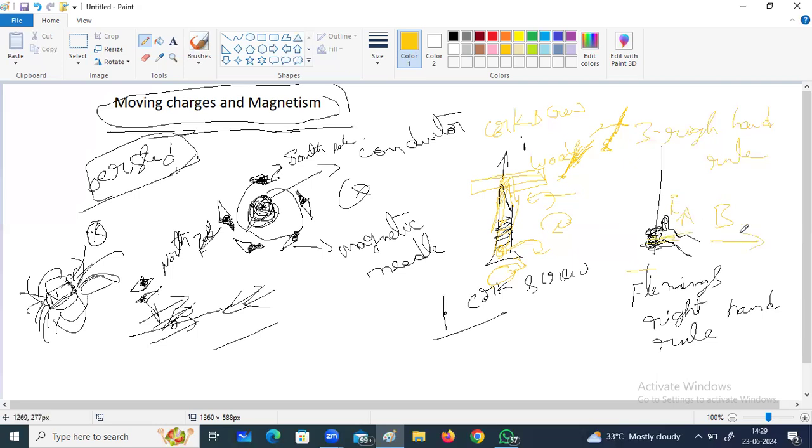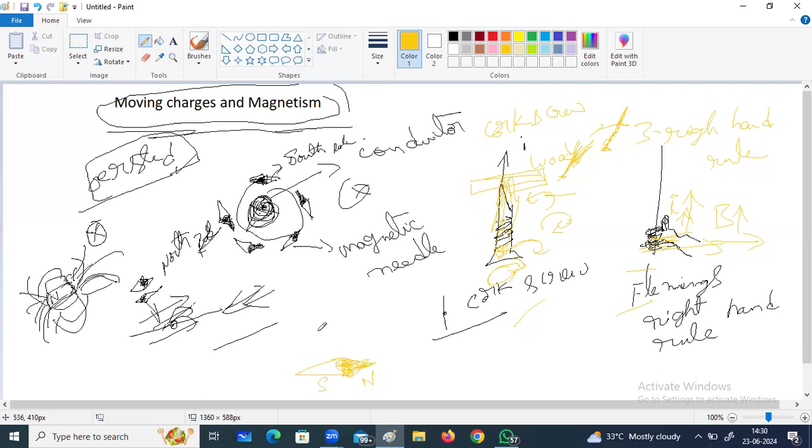So the current direction is this direction, and the magnetic force lines direction is in this direction B. Now this is the first one, this is the second one, and the third one is Ampere's swimming rule. For this rule, I am drawing a magnetic needle. This is the north direction, and this is the south direction.